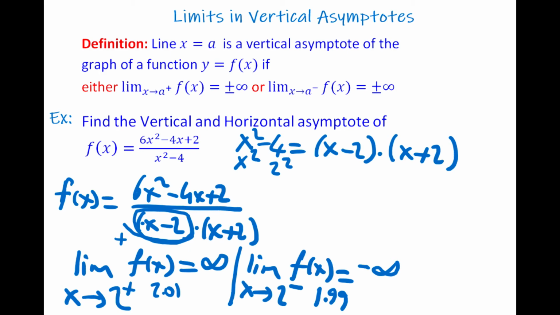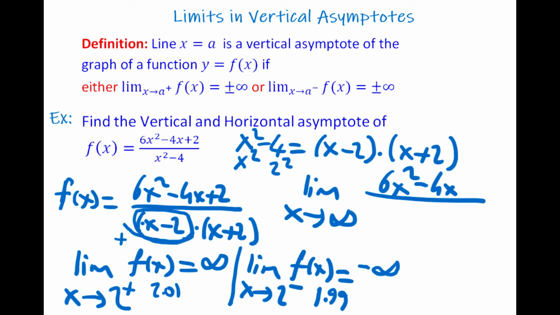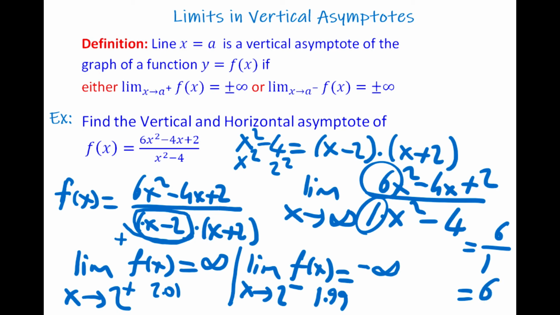But how about the horizontal asymptote? Horizontal asymptote is the value when x goes to infinity, guys. If you look at the function here, let me write it here. Limit when x goes to, let's say, positive infinity, 6x squared minus 4x plus 2 divided by x squared minus 4. The highest power of the numerator is x squared and its coefficient is 6. The highest power of the denominator is again x squared and its coefficient is 1. Because those are equal to each other, I will just take a look at the ratio of those coefficients. In other words, this is equal to, guys, 6 divided by 1, which is 6. This is the short way.